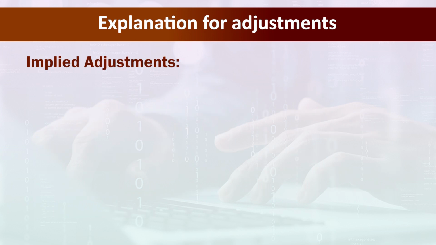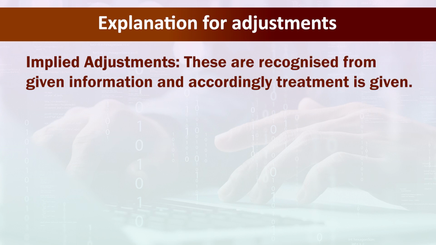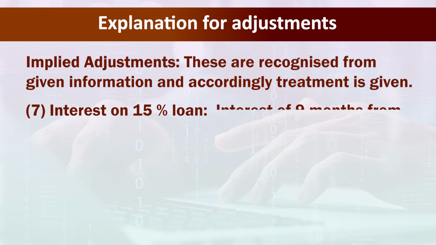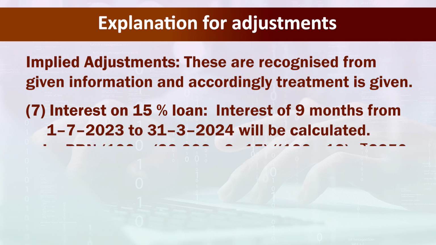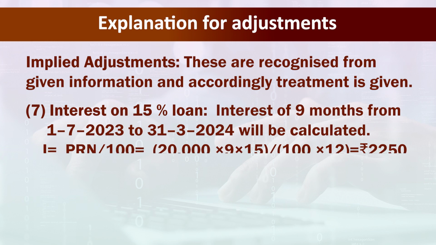Let us now see the implied adjustments. These are recognized from the given information and accordingly the treatment is given. The seventh adjustment is interest on 15% loan. Interest of 9 months from 1/7/2023 to 31/3/2024 will be calculated. The formula used is I equals PRN upon 100.